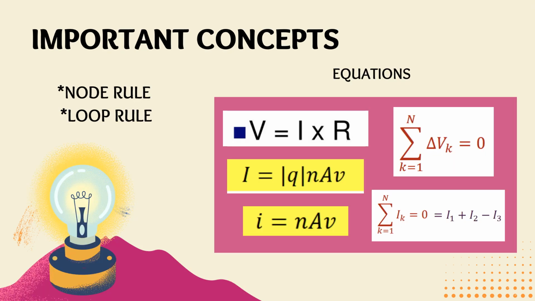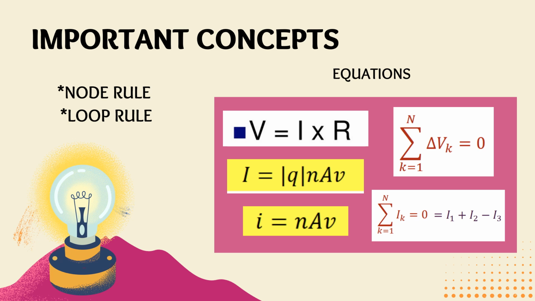For today's lab, we are going to need to know some important physics concepts, mostly the node rule and the loop rule. The node rule is that the current going into a branch in the circuit is equivalent to the current going out. So I1 plus I2 minus I3 equals 0. This is saying that I1 plus I2 going in equals I3 going out.